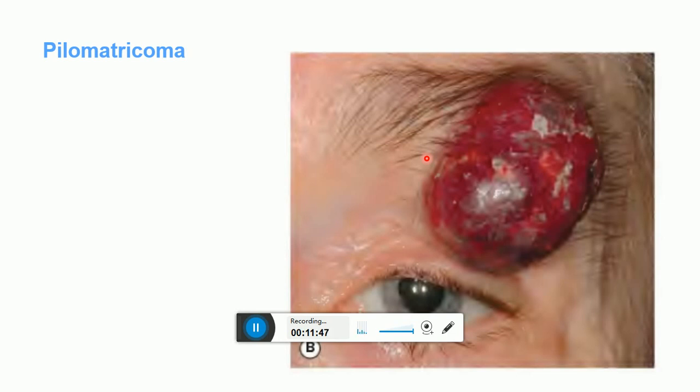Other less common disorders of the hair follicle proliferation include trichofolliculoma, trichoepithelioma, and trichilemmoma. So this is pilomatricoma, and it is derived from the germinal matrix cells of the hair bulb, a hair follicle proliferation.